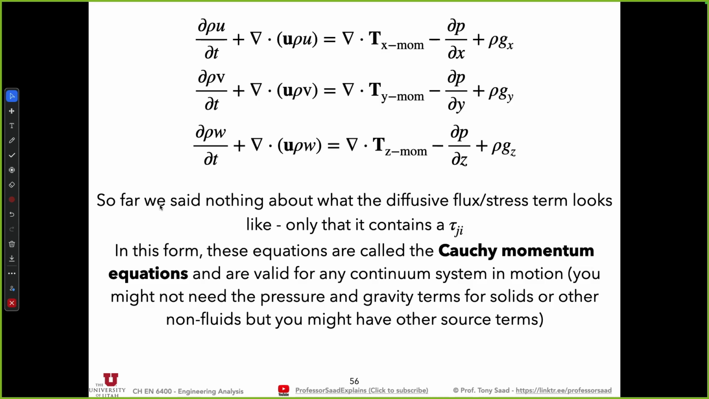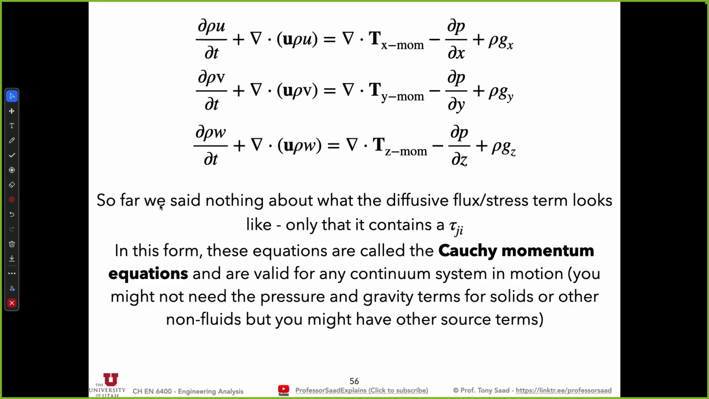It looks very different. For a solid, the gravitational term might not matter for small objects, and the pressure force doesn't necessarily exist. So it would be just a source term. But these are the general Cauchy momentum equations of motion. They are more general than Navier-Stokes, more general than the gas dynamics equations, more general than any solid mechanics equations. Because if you want to apply these to a solid, then you specify what tau is.